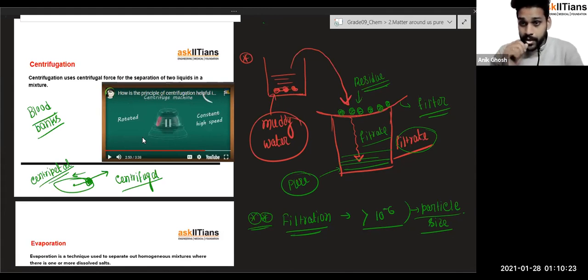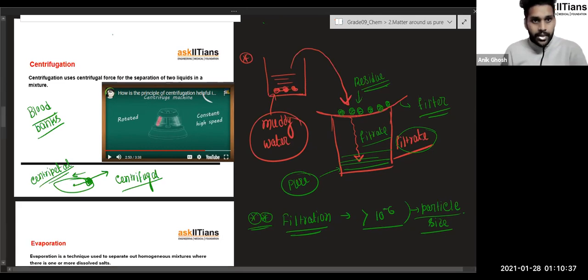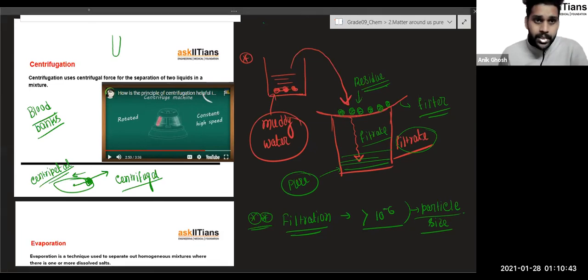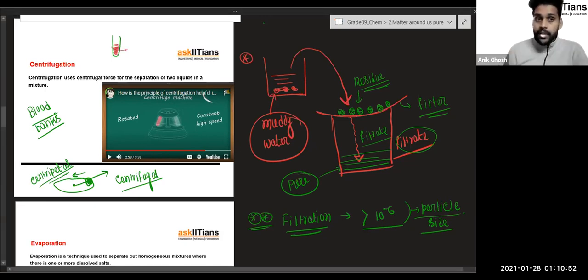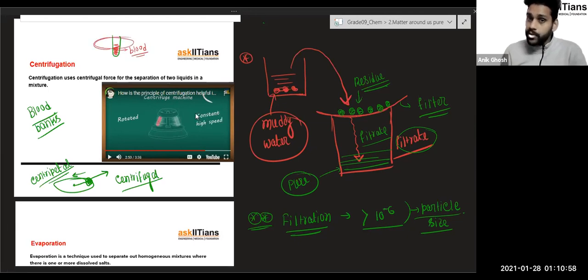That is what happens in a centrifugation machine. They take the blood sample and put it in the machine. They take this test tube and put the blood sample inside it, and then they rotate the entire thing at a high, constant speed, like this. If they rotate that, what would happen? Let's try to find that.